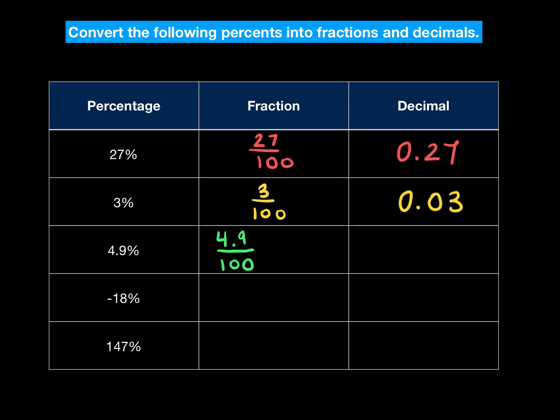Wouldn't it be 4 900ths? It's not 4 900ths. No, because we don't have 4. This would mean you have 400%. We don't have 400%. We only have 4.9%. So this is why we put it out of 100. Julia?